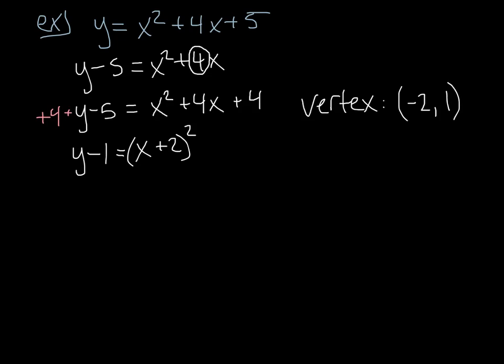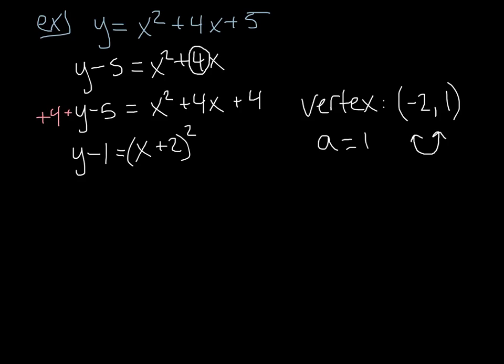So there's my vertex. My a is 1, which means that I'm going to open up like this. And I haven't made it skinnier or fatter, since that 1 isn't going to do any scaling there. So that's about all I know there. I could graph this if I wanted to by plotting some points, but we're not going to do that right now. But that's how you go from that quadratic into a nice vertex form of the parabola.